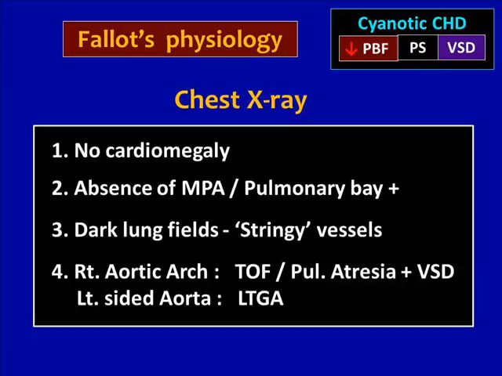The lungs show dark lung fields with stringy vessels because the pulmonary blood flow is so much decreased, it creates dark lung fields and small string-like pulmonary vessels. Further, a right aortic arch, if present, occurs in about 25% of TOF, and a left-sided aorta is often seen in LTGA.